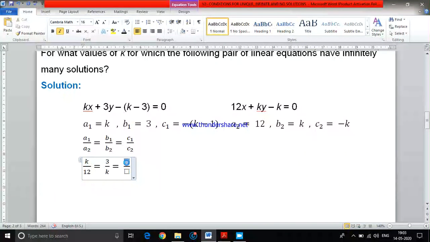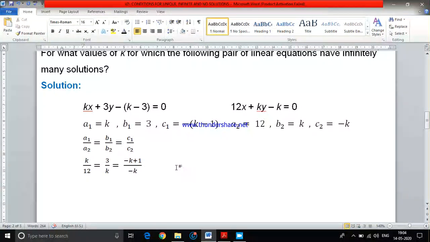If I open the bracket, I can write this as minus k plus 3, because minus into k is minus k, then minus into minus 3, minus of minus will be plus 3. And what is the C2 value? Minus k. This you can also solve, no problem.